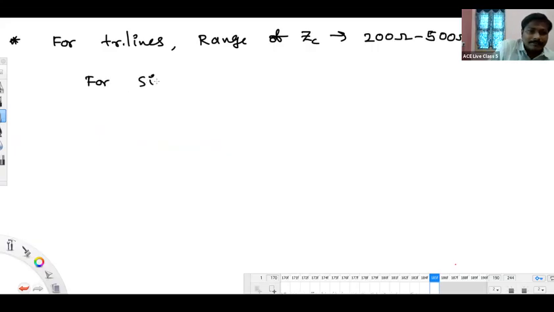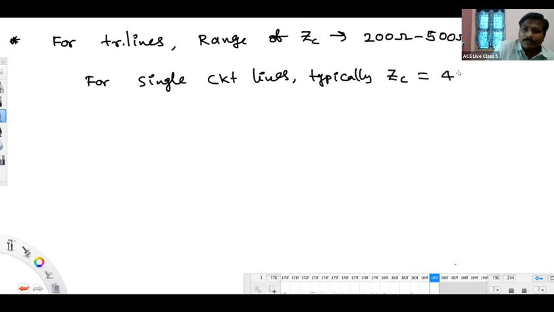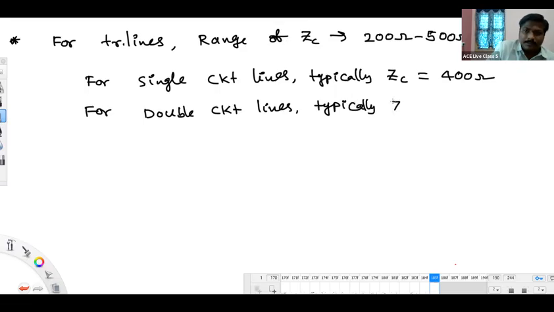Whereas for double circuit lines, this number will be around 250 ohms. Maybe it's a 220 kV double circuit line or a 400 kV double circuit line, anything.